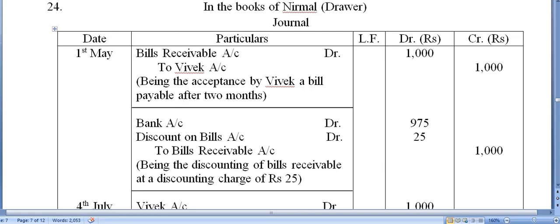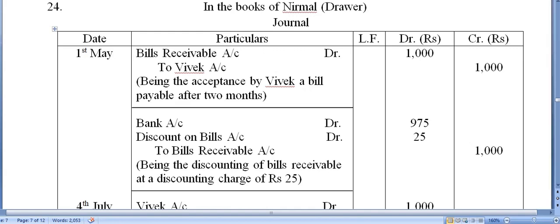Okay, now we are in question number 24. This question is about the discounting of the bill with the bank. On 1st of May, Nirmal received from Vivek his acceptance for 2 months for 1000. He at once discounted the bill with his bankers who charged rupees 25. So the discounting charges are already mentioned in the question, so you need not calculate that part.